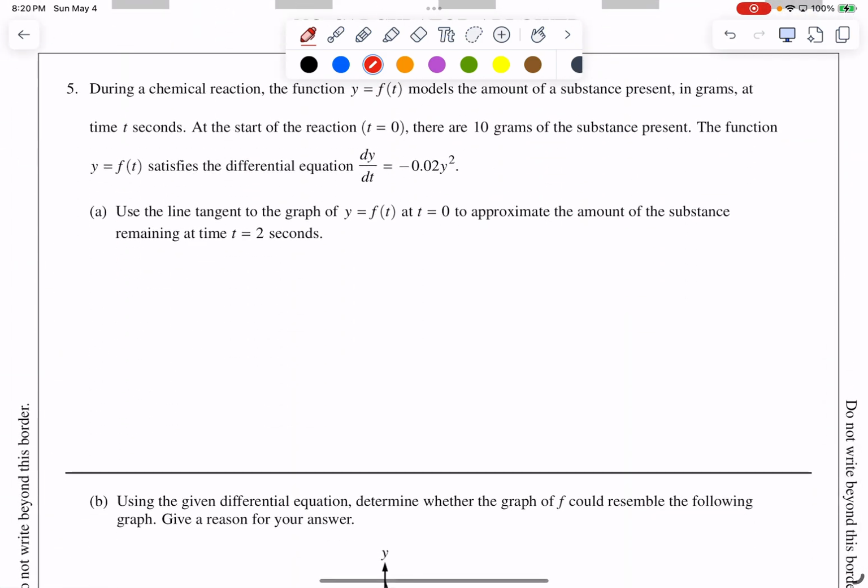Differential equation. Here we go. Differential equation. Yay. Hey, I like these.